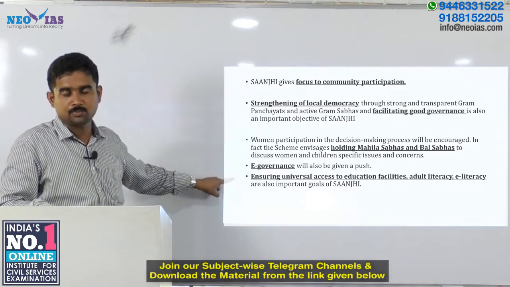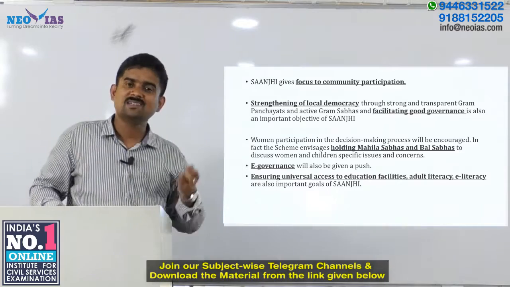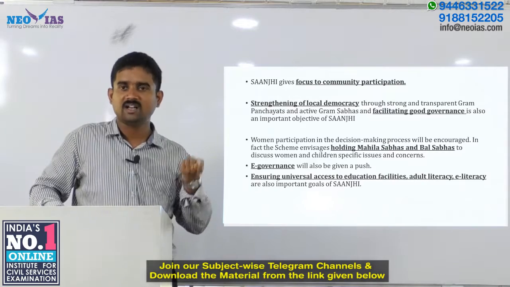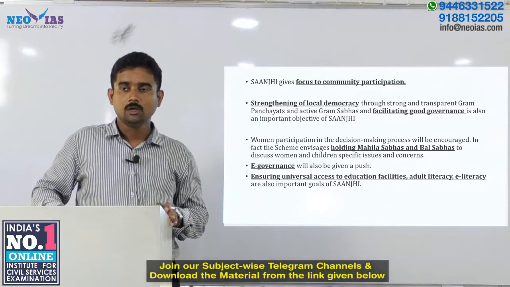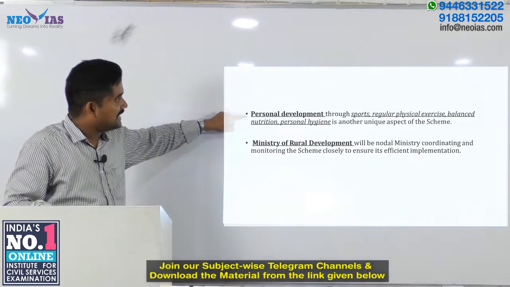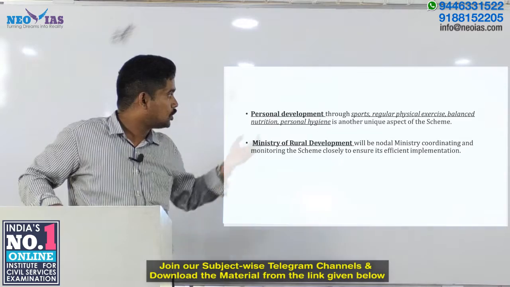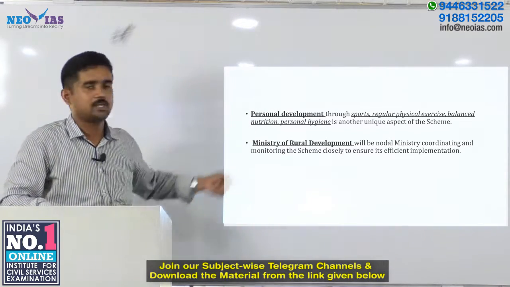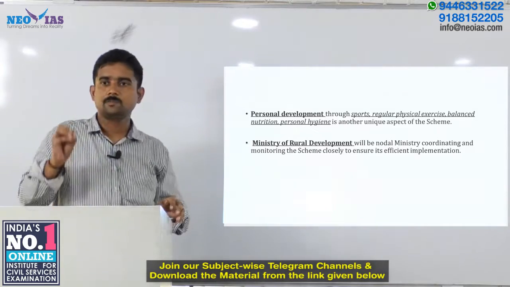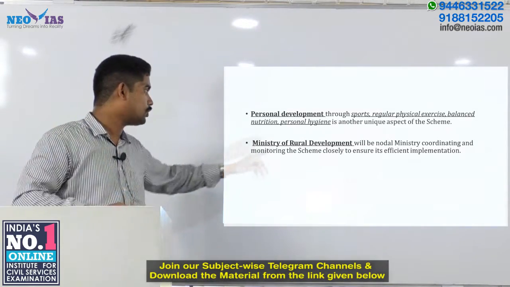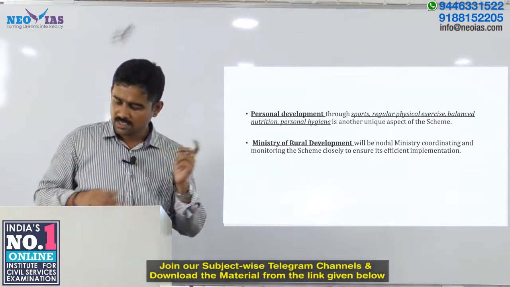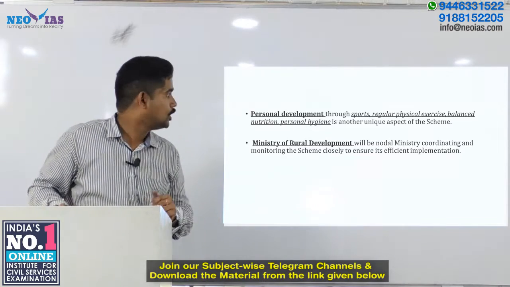It also focuses upon the e-governance mode as well as ensuring universal access to education facilities, because education is a key part which every citizen should have, and the scheme is also planning to play its part in that angle. Now, personal development of the citizens through sports, regular physical exercise, balanced nutrition, personal hygiene, etc. is also focused, and this scheme is being implemented by the Ministry of Rural Development. The Ministry of Rural Development is the nodal ministry implementing the Saansad Adarsh Gram Yojana scheme.